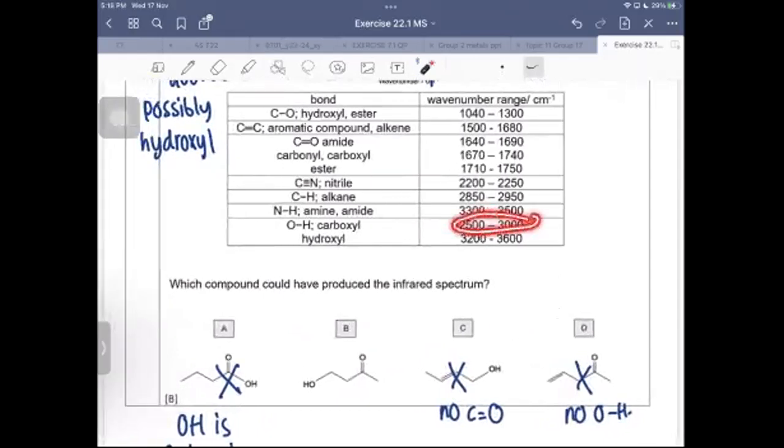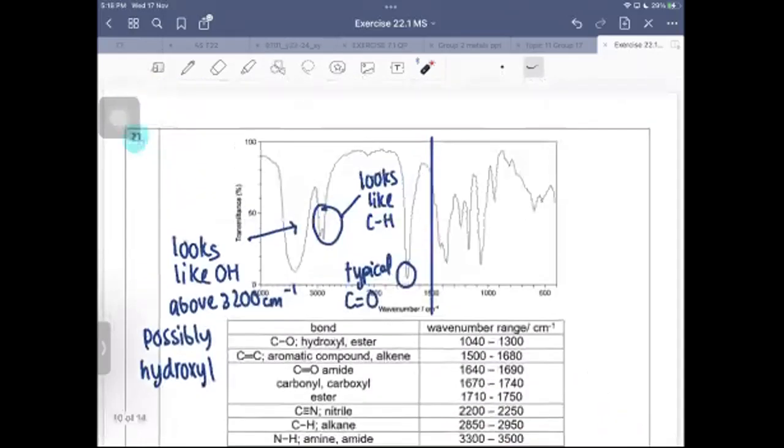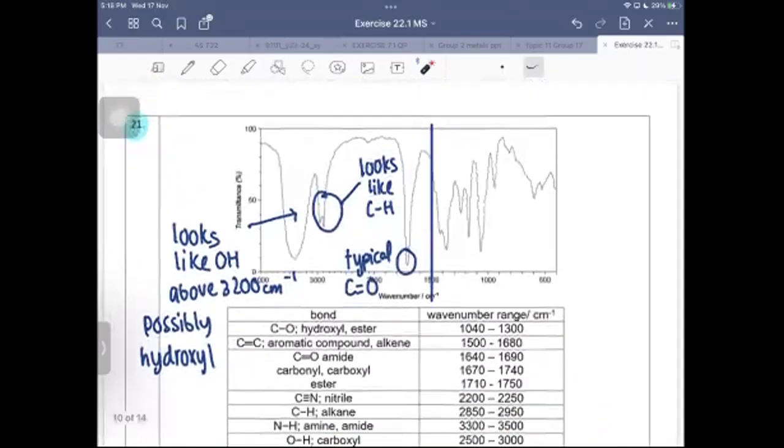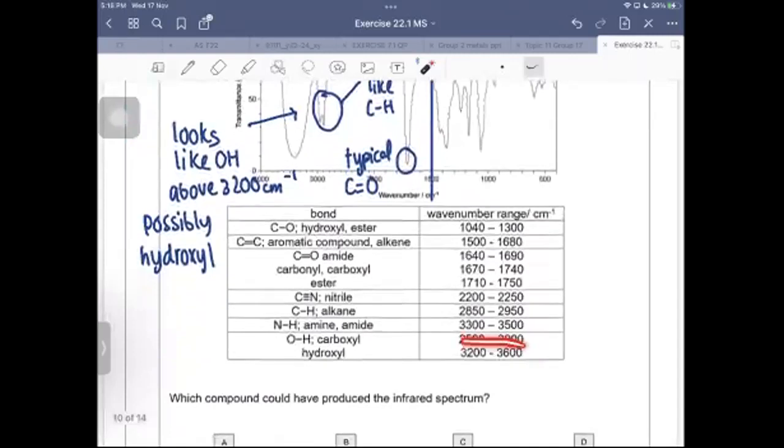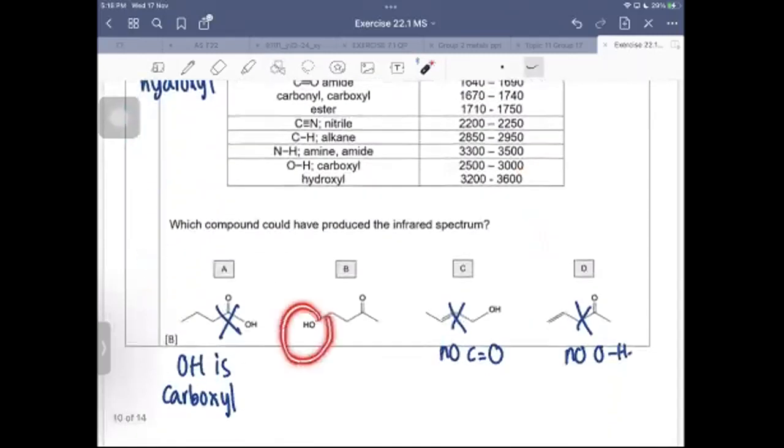Carboxylic acid values are a bit lower, between 2,500 to 3,000, whereas the hydroxyl for alcohol is between 3,200 and 3,600. So you can see here that this peak is a bit towards the higher side. Okay, so that is suspected to be hydroxyl between 3,200 and 3,600. So the answer is B.